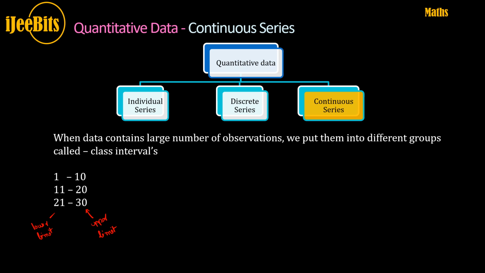This is what we call a continuous series of data, and it shows how you interpret and simplify the data so that you can infer meaningful information from it. This way, quantitative data is classified into individual series, discrete series and continuous series. We also saw examples of each one. This is a simple concept, but a useful concept.